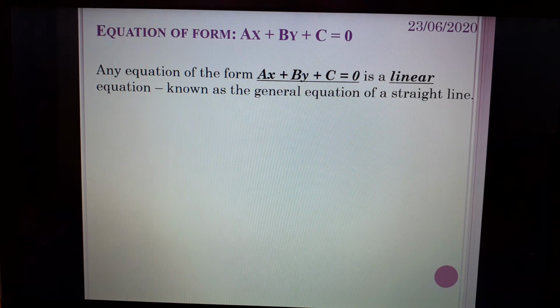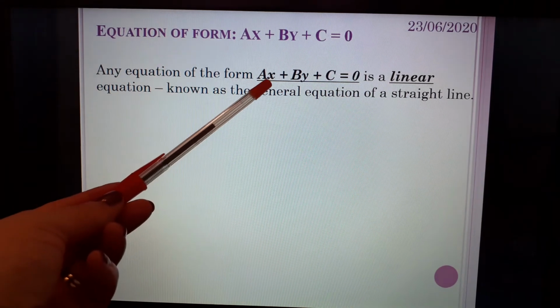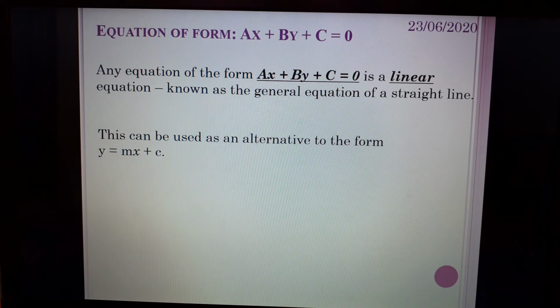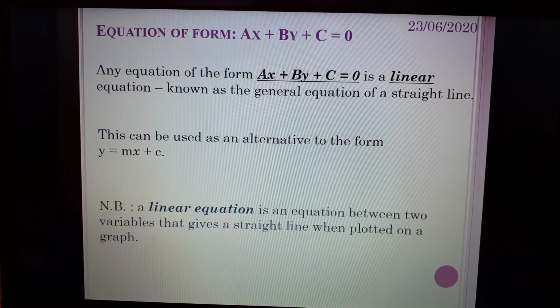We also tend to take them, if we have to rearrange it, onto the side that makes the x number positive. Okay, and that's how you start. So you always want to start with a positive x number and then everything else joins that on the same side. So it's an alternative form to the equation y equals mx plus c. It's just rearranged in a slightly different way. Things are on different sides of the equal sign. So a linear equation is an equation between two variables that give a straight line when plotted on a graph.